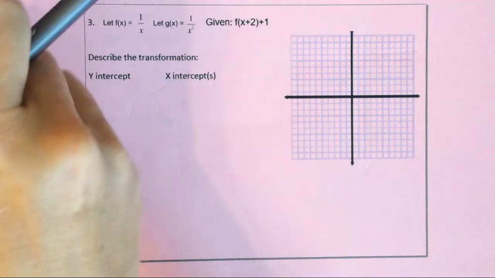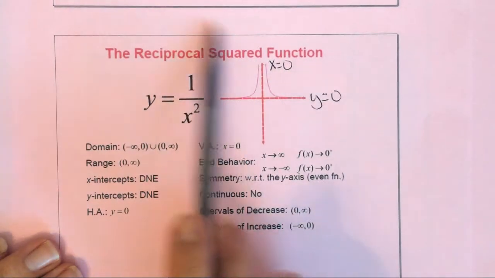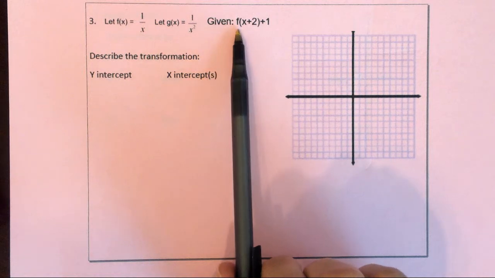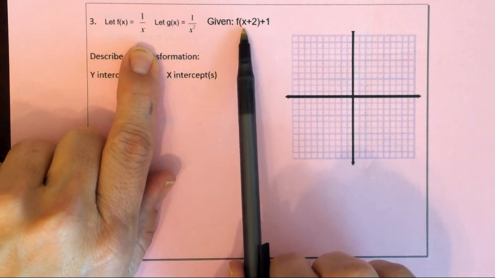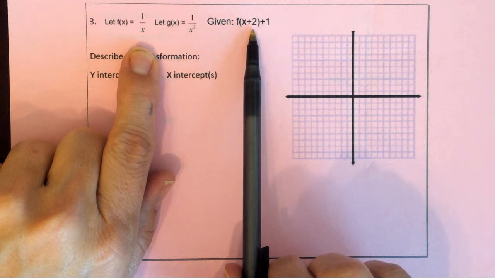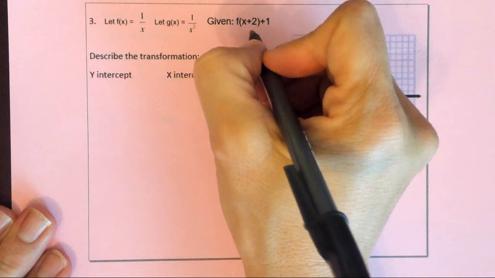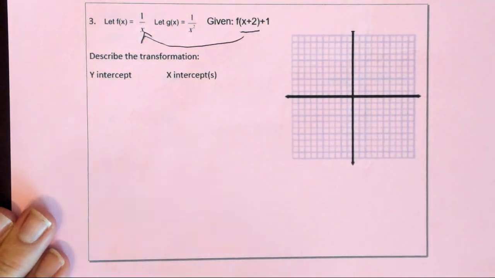So when we're doing this problem, we need to remember that this is my f of x function, and this is my g of x function. And they want me to focus on the f function, so I'm focusing on this one. And it says right here we're going to have an x plus 2 in parentheses, and then we're going to have a plus 1. So what you're going to do is take what's in parentheses right here, and put it in parentheses right there.